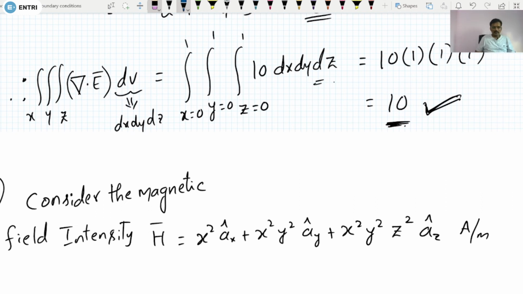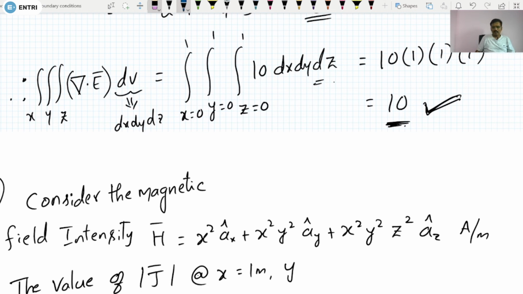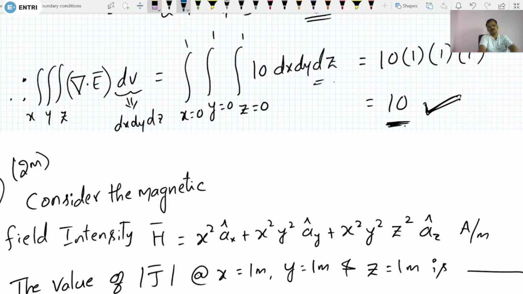Then they are asking for the magnitude of H bar at x equal to 1 meter, y equal to 1 meter and z equal to 1 meter. This question is given for 2 marks. It is a very simple question, so you can easily answer this one. Yes or no? So how can you solve this question? Tell me.